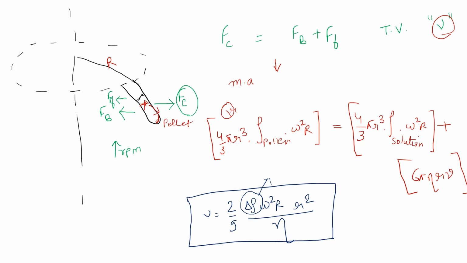Then it depends upon r square, which is basically the radius of the particle, so it depends upon the size of the particle. And it depends upon eta, that is the frictional coefficient of the solvent. So if you change any of these physical properties, you would be essentially changing V.